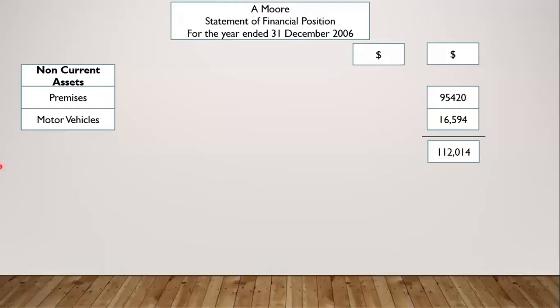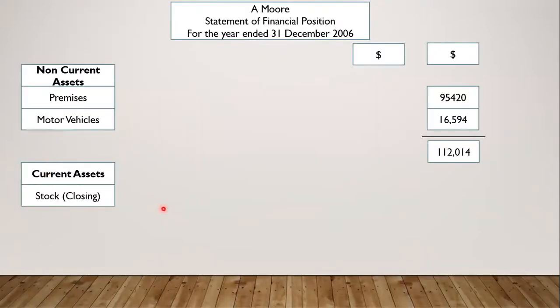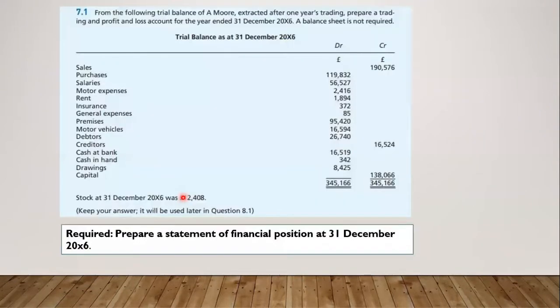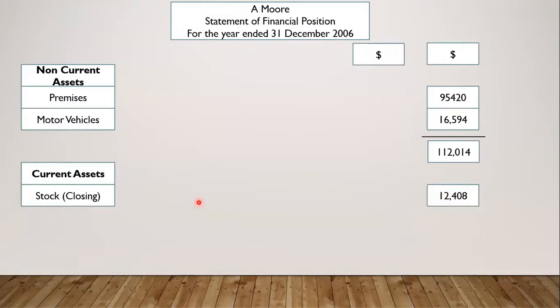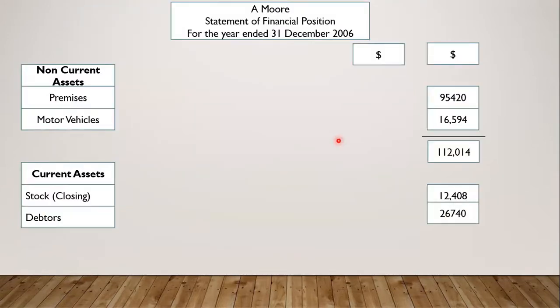The next step is to write current assets. The first thing that we can write under current assets is the closing stock. It's given there. It will always be given after the trial balance. For now, this is 12,408. I'll quickly go to my answer sheet and write closing stock, 12,408. The next thing is accounts receivable, or debtors, or we can also call it trade receivables. I'm going to see how much is the value of my debtors. It's clearly 26,740. I'll go back to my answer sheet, write debtors, and write 26,740.